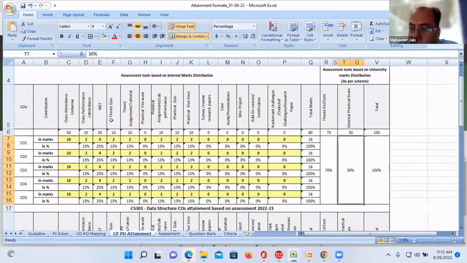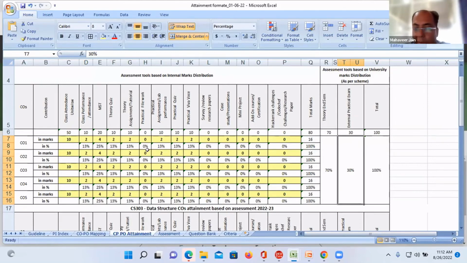Okay. So till now we have decided the assessment methods and the weightage for those methods. What is the next step? Now we need to launch those assessment methods that I planned. The MST1 will be held in September. Now September has come and I need to go for the assessment.